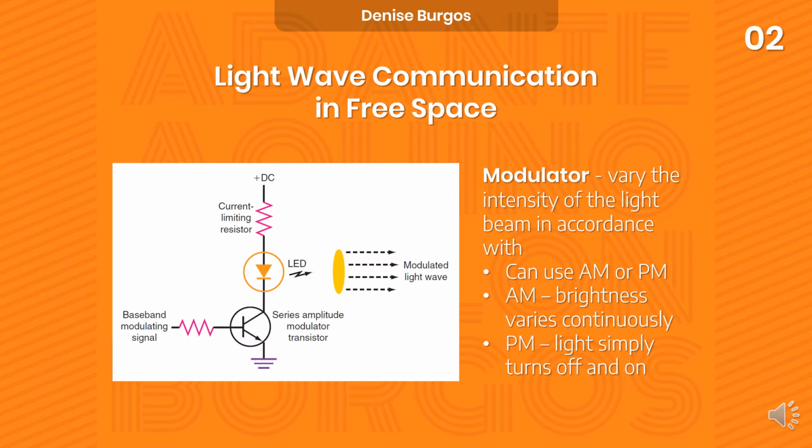Frequency modulation is not used in light communication. There is no practical way to vary the frequency of a light source. For analog signals, the modulator can be a power transistor in series with the light source and its DC power supply, as shown in the figure.